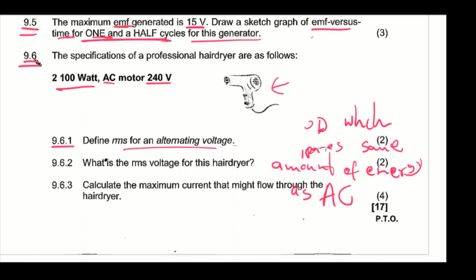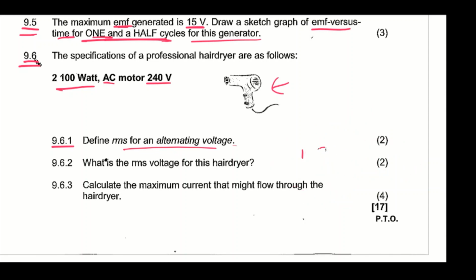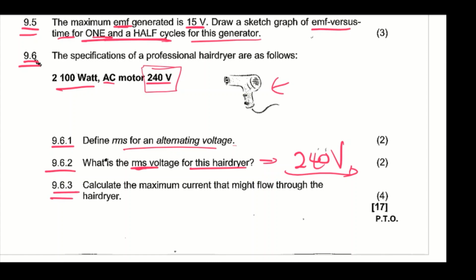Right, so let me remove this. And now 9.6.2 asks: what is the RMS voltage for the hair dryer? So we are given this is the RMS of the voltage. So it's 240 volts. And 9.6.3, we are asked to calculate the maximum current that might flow through the hair dryer.